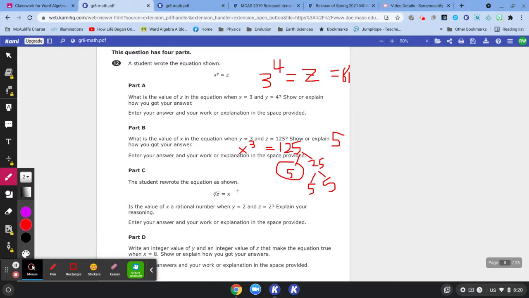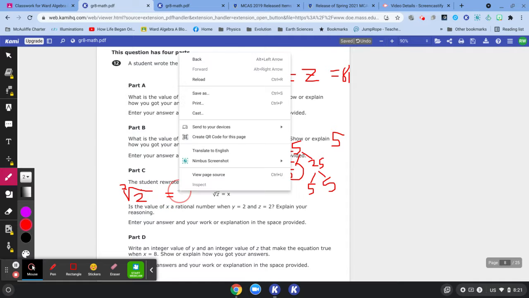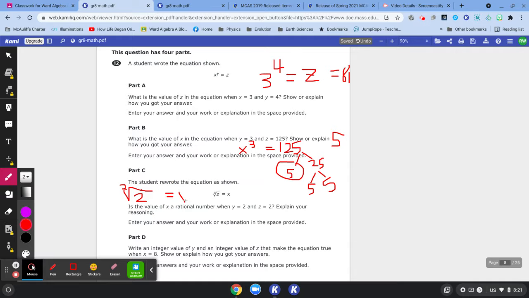Now, a student rewrote the equation like this. The y root of z equals x. Is the value x a rational number when y is 2 and z is 2? Okay, so what we are saying now is, I'll rewrite this. So y is going to be 2, and z is going to be 2, and that equals x.